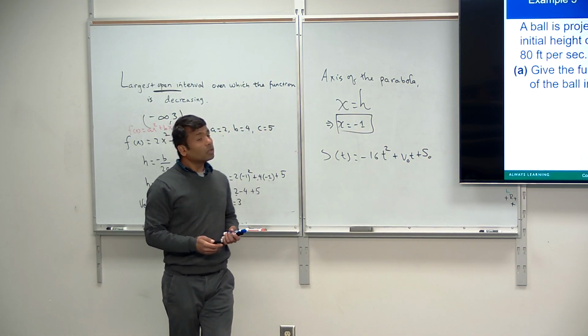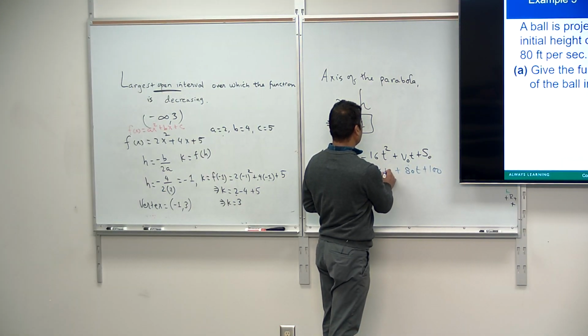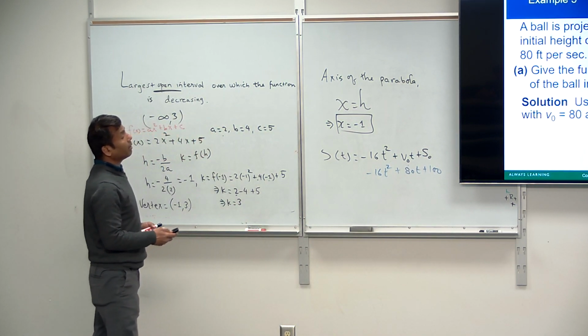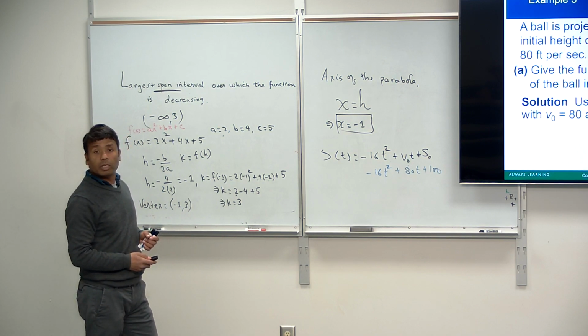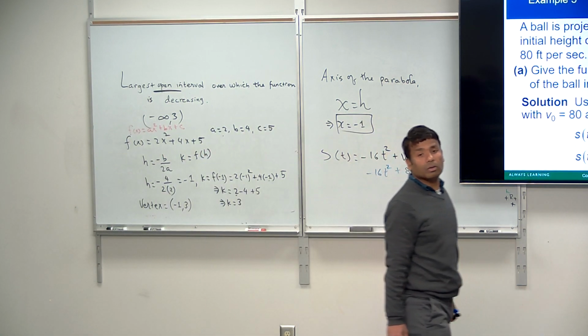So now look here, guys. A ball is projected directly upward from an initial height of 100 feet, with an initial velocity. So this v0 is the initial velocity. So the initial velocity is 80. So this is 80t plus, what is the initial height? 100. So this is 100 plus negative 16t squared. So v0 is 80, s0 is 100, and then you plug in here, you got it. So this is the quadratic function.